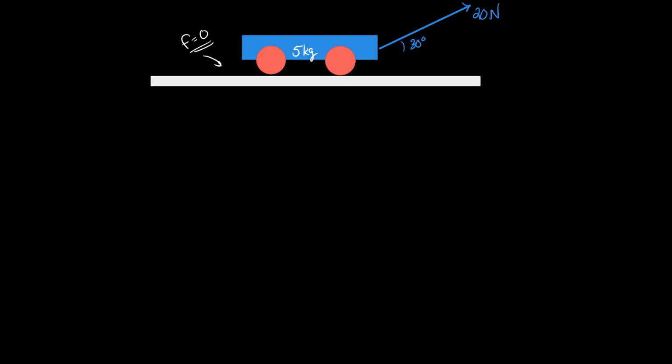All right, I want A, find the acceleration of the system. And B, find the normal force on the wagon.